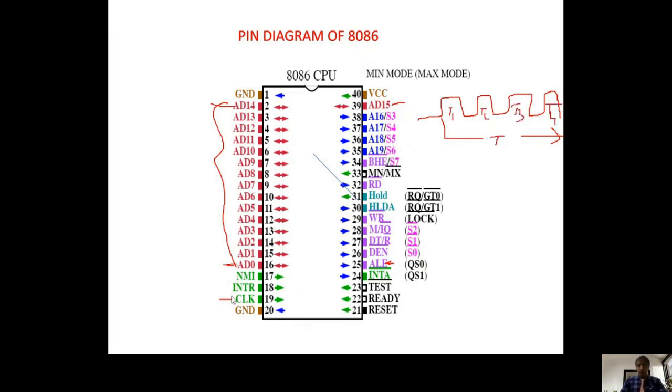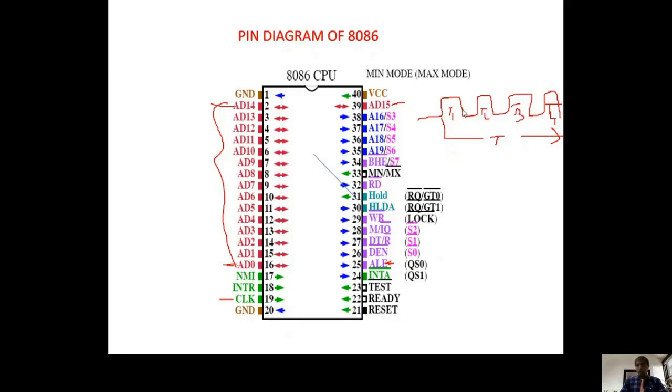Now let us see what clock frequency is. 8086 is ready to receive a 5 MHz clock frequency. 5 MHz means T equals 1 by 5 MHz, which is 0.2 microseconds, the total clock time. That 0.2 microseconds is divided into 4 intervals, T1, T2, T3, T4. So T1 is the time period of 0.2 microseconds divided by 4, because of the 4 intervals.